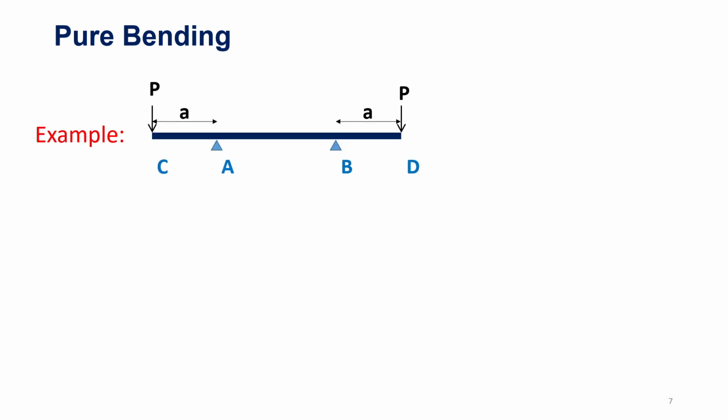Let's give you an example. Let's consider this double overhanging beam here with two supports A and B and subjected to two loads at the two ends C and D. CA and BD has a length of a.